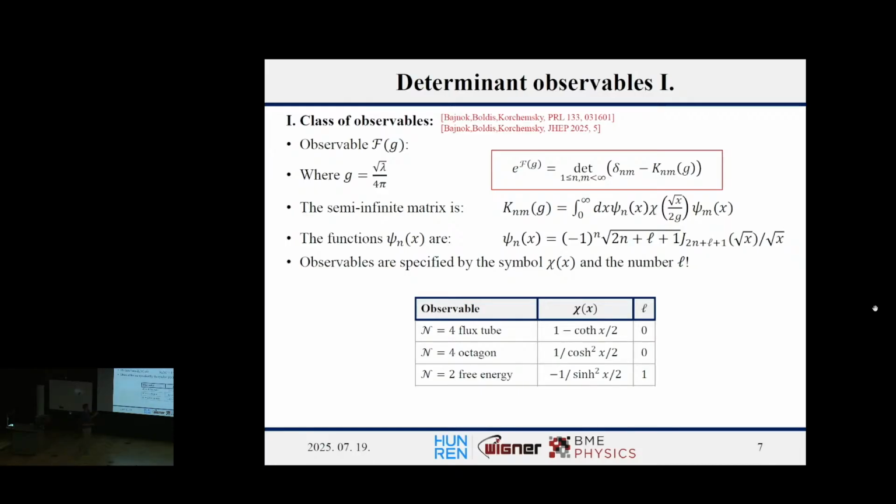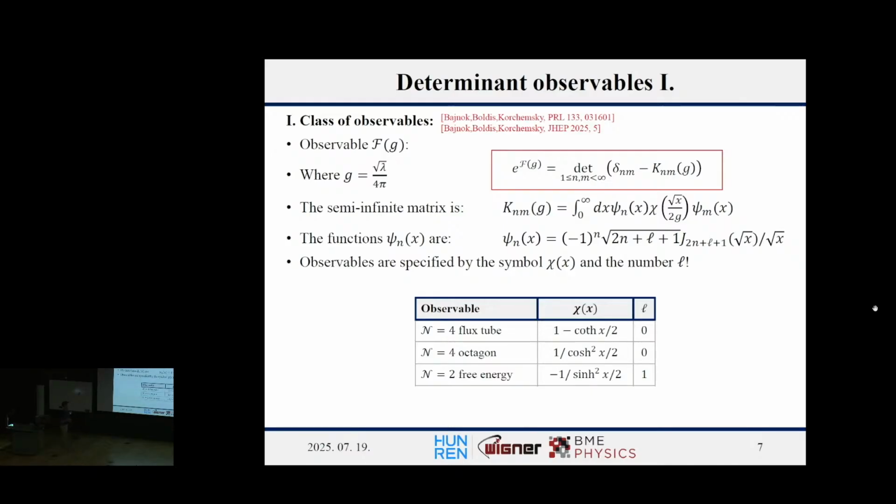So what we are interested in is the strong coupling expansion of these determinants. Each of these cases has the same structure. The matrix elements of the semi-infinite matrix K and M are given by an integral of some Bessel functions and some symbol. I mean, it's just a function. I will refer to it as the symbol of this problem. This function chi can be chosen arbitrarily.